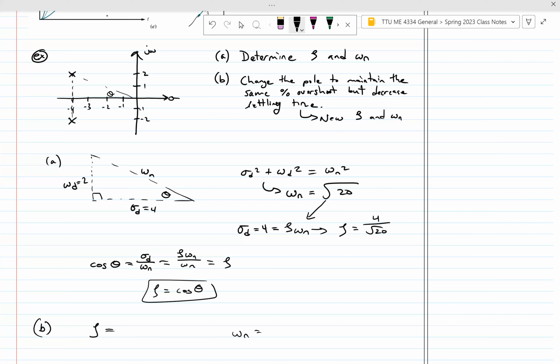Why would the damping ratio be the same? We said that that angle is constant, right? That means that zeta is constant. That means that our overshoot is constant, and I want the same overshoot here. Zeta needs to be the same. What happens to omega n here? Let's not talk about omega d and sigma d, that's a couple extra parameters here. What do I want to do with omega n? I just want to increase this.